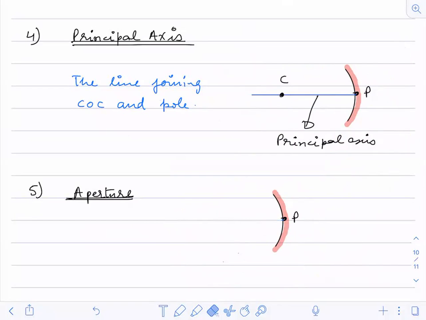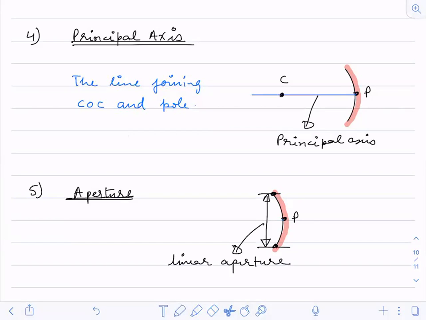So the linear aperture is the distance from one end to the other end, like this. This distance will be called the linear aperture. Is that okay? This line will be called the linear aperture.